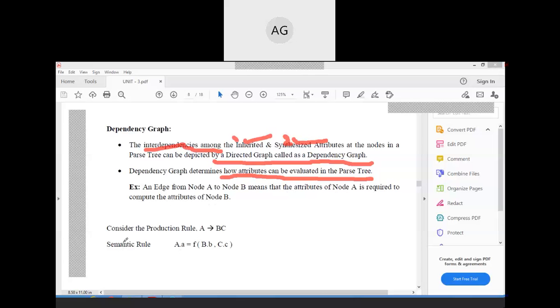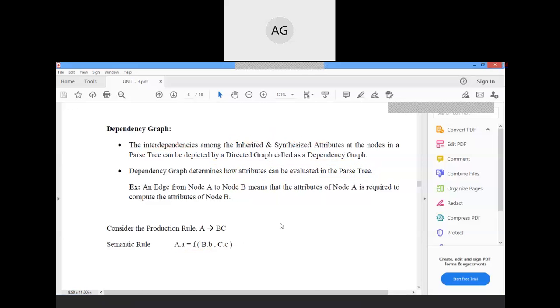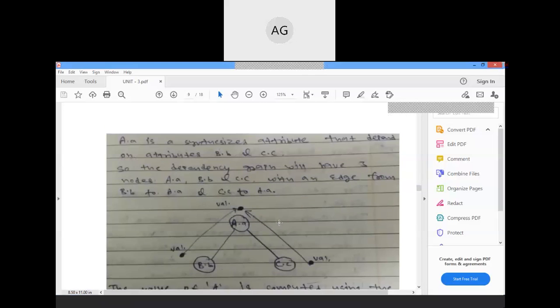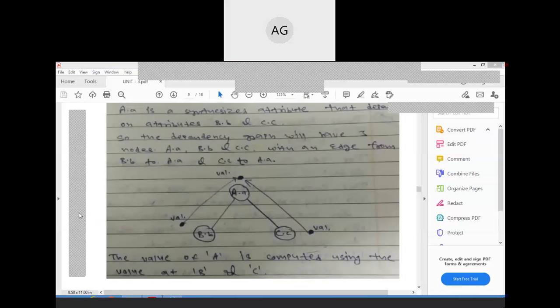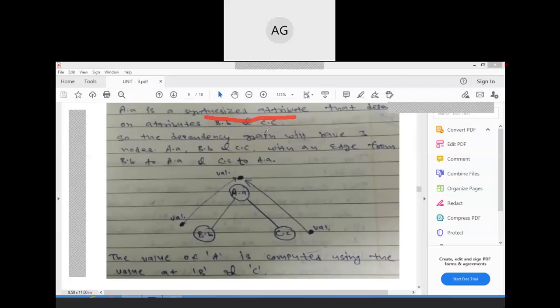Now we need to consider the production rule. A produces BC, and the semantic action is this. Now, how are we going to make the dependency graph? As you can see on your screen, A.a is the parent, a synthesized attribute, and synthesized attributes are calculated only from their children. So A.a is a synthesized attribute that depends on attributes B.b and C.c.